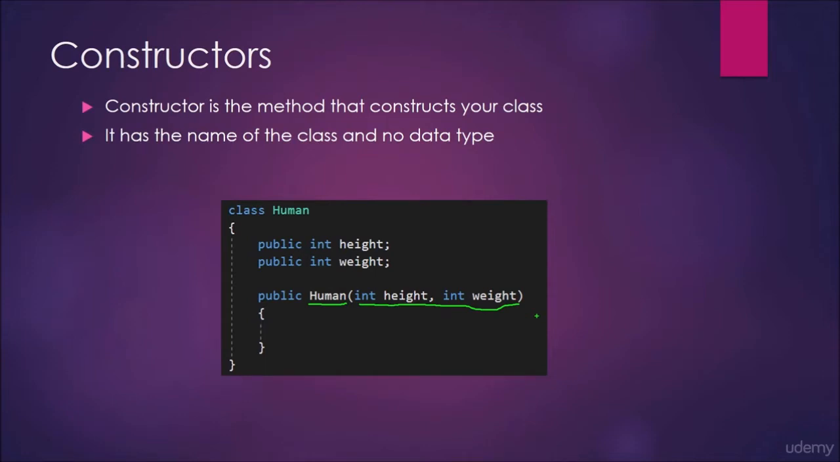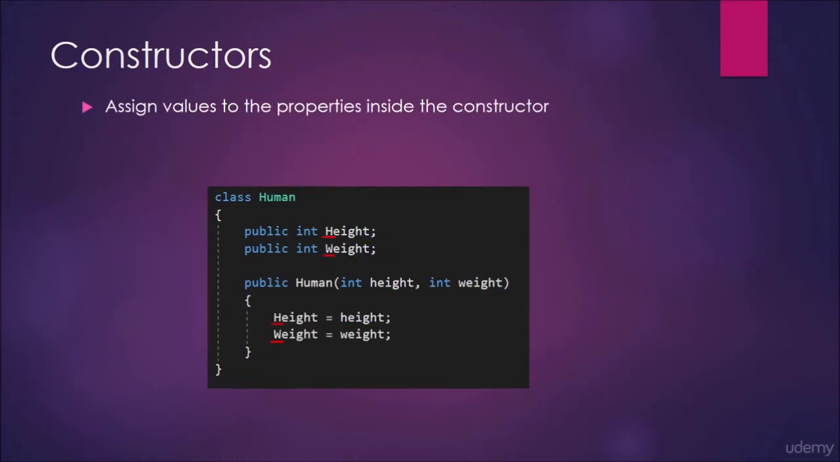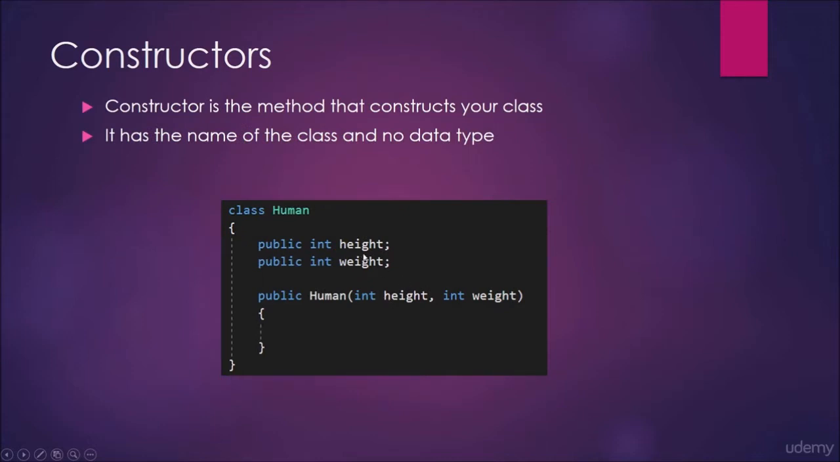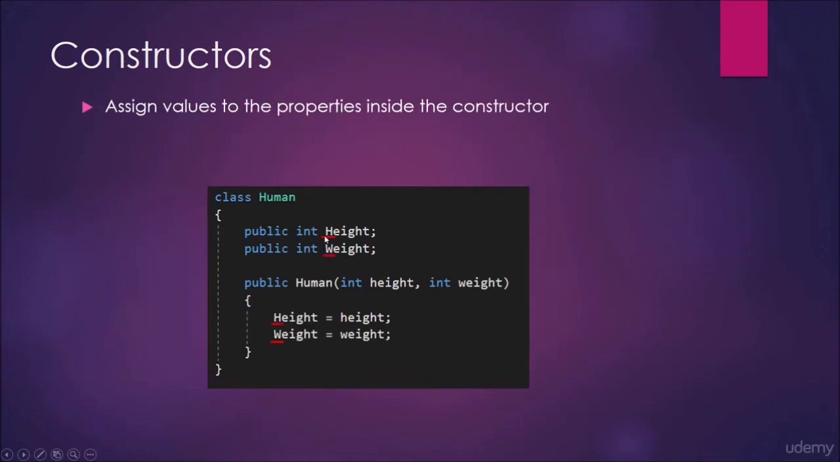So for example, here we have a class human. The class has height and weight, and whenever we create a human object, we want them to have height and weight. We don't want to have any humans that don't have height or weight. So we give these arguments to the constructor. After we give the arguments to the constructor, we have to assign them to the properties that we have. But if you notice here, they have the exact same naming. This has to change. We're going to use capital letters for our properties and small first letters for the arguments of our constructor.